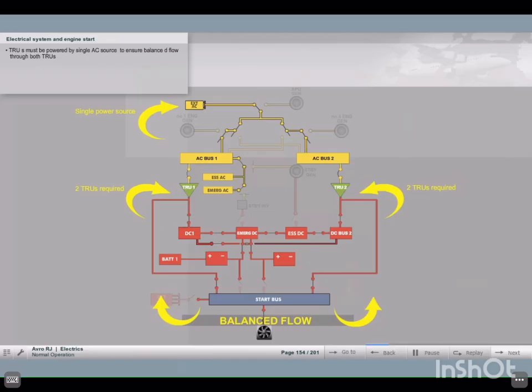The TRUs in turn must be powered by a single AC power source to ensure a balanced flow through both TRUs. If two AC power sources would be available, the starter motor can be damaged. This would be caused by the change in load on the starter motor in case one power source fails and the other one takes over after a short interrupt.